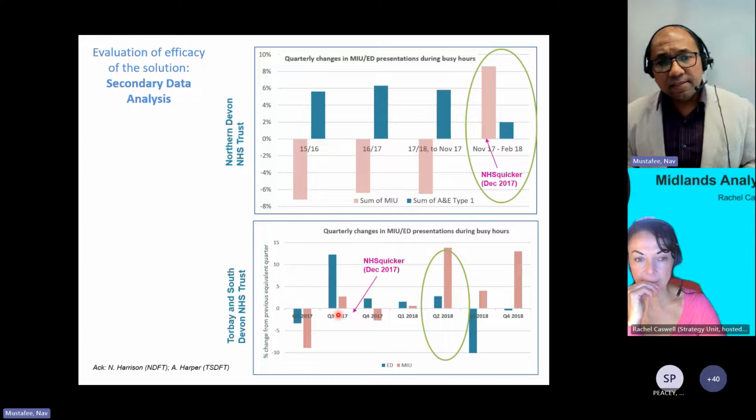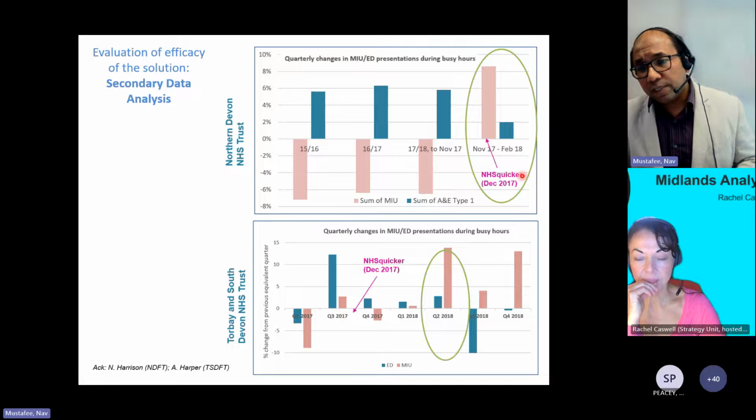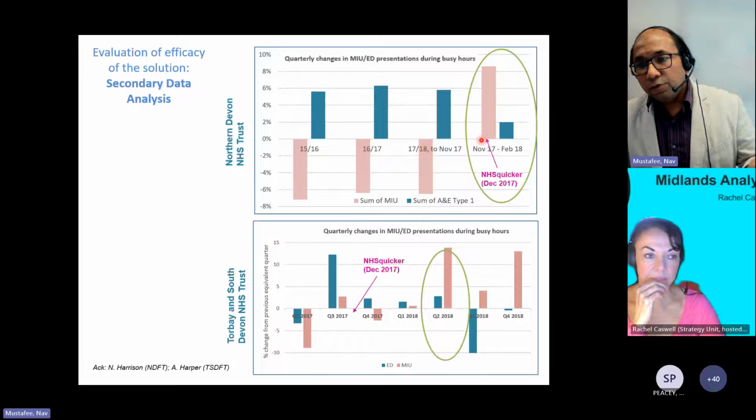Then we also did some analysis. This is very early analysis, 2017-18, of the trusts which adopted NHSquicker. And we could see there was some movement, right? This is a quarterly analysis from this point on. Compared to 2015-16, where the MIU attendance was minus 6% and the ED attendance was plus 6%, after the launch of NHSquicker the MIU attendance increased by around 8%, and the increase at the A&E department was relatively less.